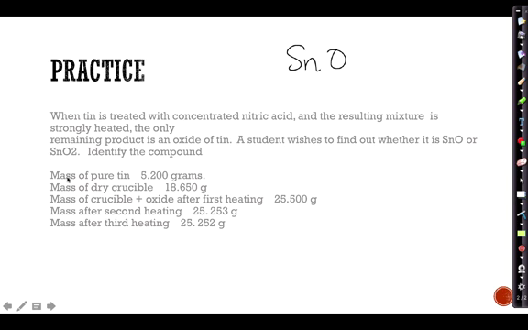Anytime we're looking for the empirical formula, we need the mass of each of the components. In this case, I need the mass of Sn. I need the mass of oxygen. So let's figure out what that is first. Okay, so I'm given the mass of pure Sn, so I have the mass of that. It's 5.20 grams. Now I need the mass of oxygen.